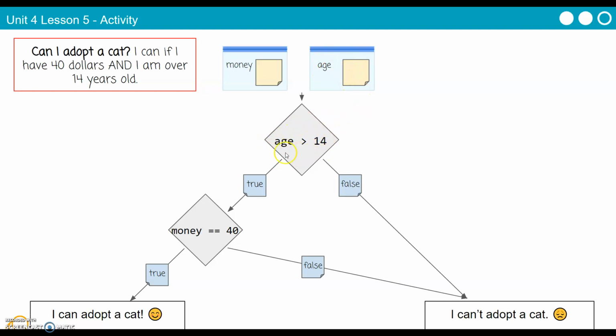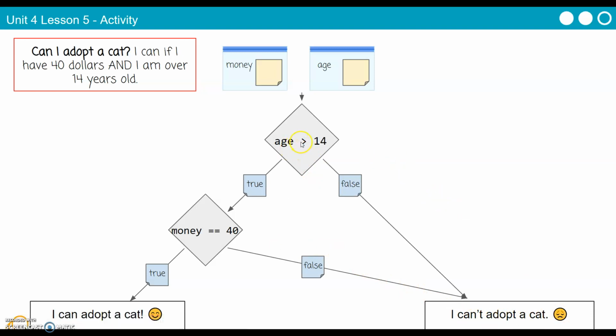This conditional statement, the diamond, says if the age is greater than 14, then if it's true, go here to this conditional statement. If my money is equal to 40, okay, if both of those are true, I'd go to I can adopt a cat. If either one of those is false, I can't adopt a cat, okay? So you don't have to make this one. I'm going to show you how to make it easier.